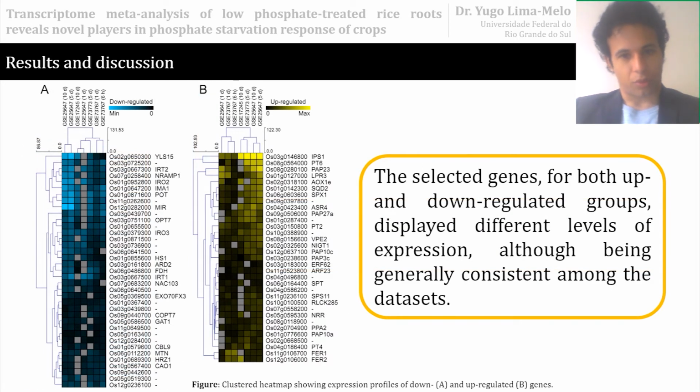So we were able to pinpoint the genes which were downregulated or upregulated in at least 6 of those data sets. And as you can see, they displayed different levels of expression among the data sets, but they were generally consistent among the same data sets. So, for example, we didn't have any case of a gene that was upregulated in one data set but downregulated in the other data set. So this also gave us some confidence on the choice of the genes to explore. And here you can see the general clustered heat map showing the expression profiles of the down and upregulated genes.